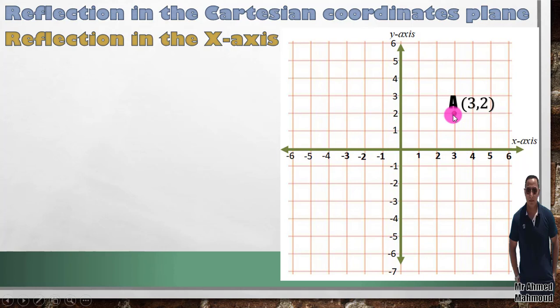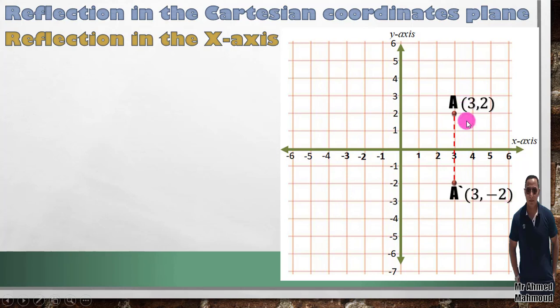What if I need to make a reflection, and use the x-axis as the axis of reflection or the mirror? It's clear that the point A will go down. Here the distance between A and the x-axis is 2 units, so the image will be below the x-axis also by 2 units, here in this position, and its image is called A dash. A dash is opposite to 3 and goes down to negative 2, so A dash equals 3 and negative 2.